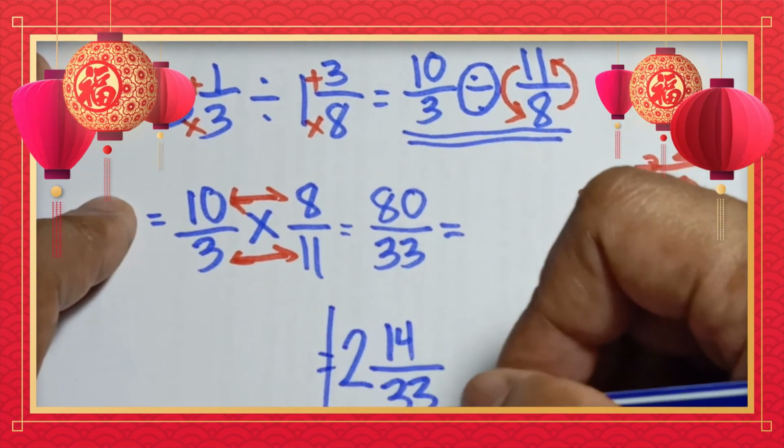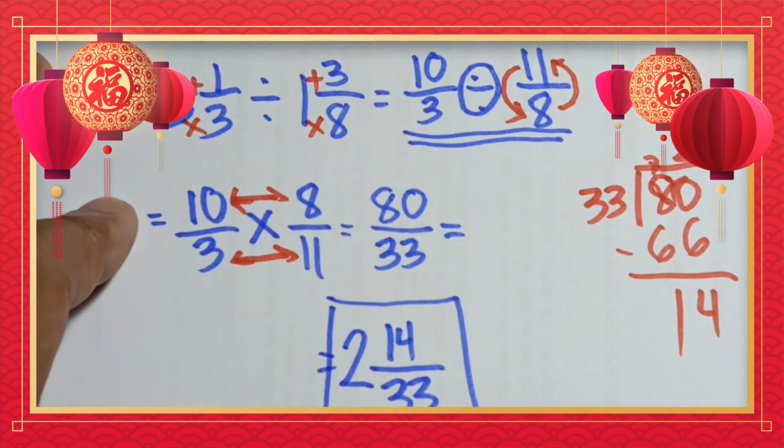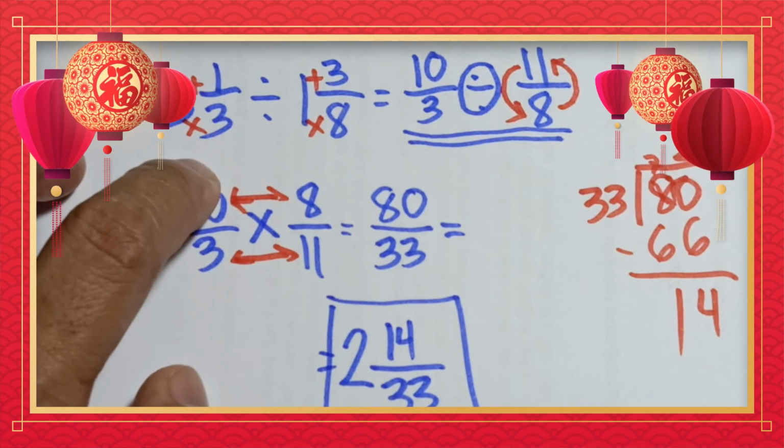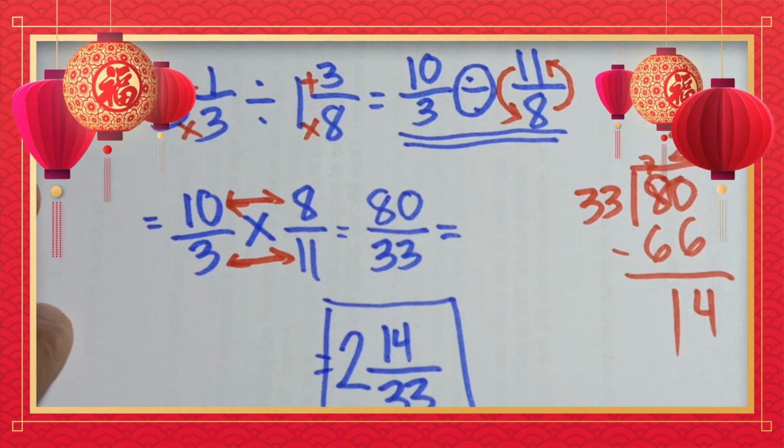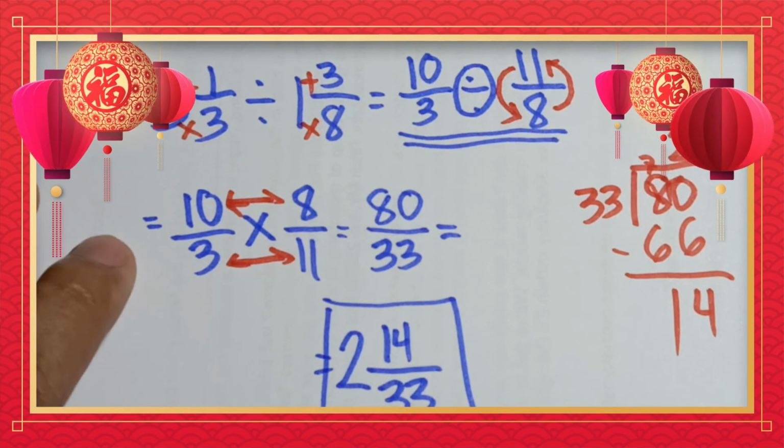This is the answer when you divide 3 and 1/3 by 1 and 3 over 8. Alright, so hope you like it and hope you've learned from this topic.